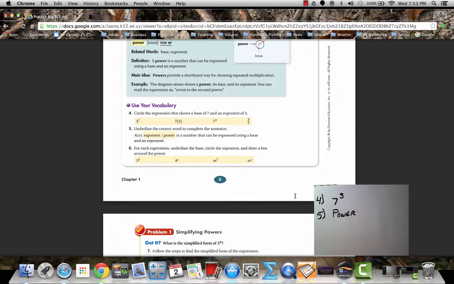Number 6. For each expression, underline the base, circle the exponent, and draw a box around the power. Well, let's take a look. We have to indicate what the base is for 2 to the 5th power. Our base, again, we underline. The 2 is the base. We draw a circle around the exponent, 5, and we draw a box around the entire power.